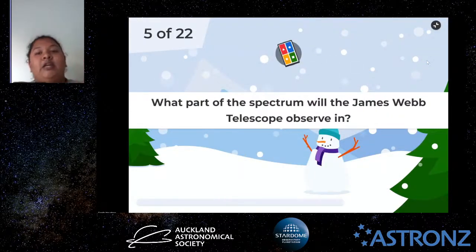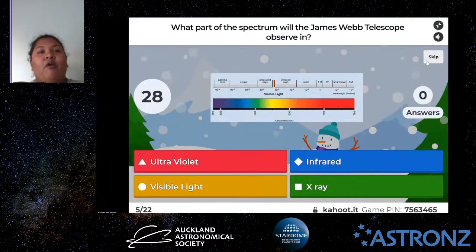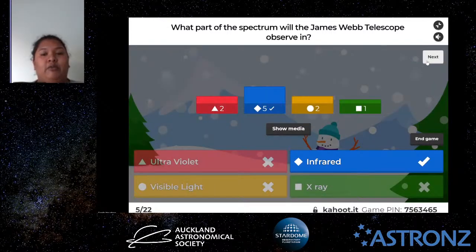Now, sticking with the James Webb Space Telescope, what part of the spectrum, so the light spectrum, will the James Webb Space Telescope observe in? So as a clue, it's not going to be exactly the same as what the Hubble can observe in, so we want it to be able to observe something a little bit different. So what is it that the James Webb Space Telescope is going to be able to see, or what sort of part of the light spectrum will it see?